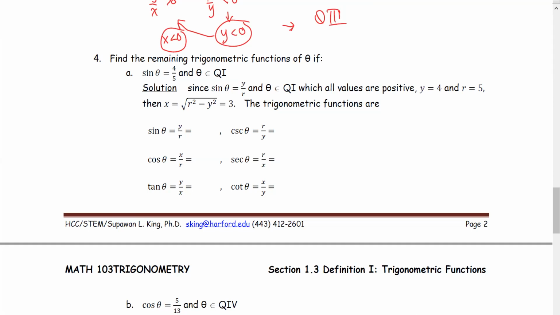So the trigonometric functions will be: sine theta from y over r, it's given by the problem, it's 4 over 5. The cosine theta, x over r, is 3 over 5. The tangent theta, y over x, is 4 over 3. The cosecant theta, the reciprocal of the sine theta, is 5 over 4. The secant theta, the reciprocal of the cosine, is 5 over 3. The cotangent theta, x over y, is 3 over 4.